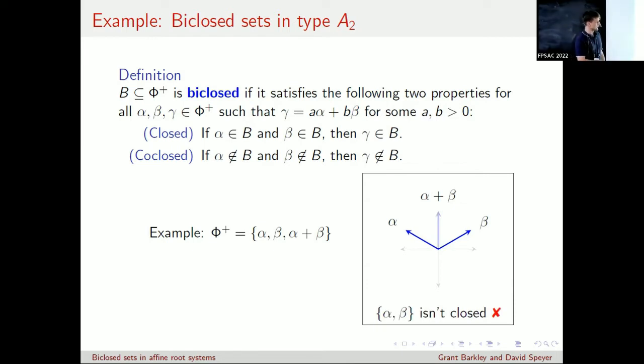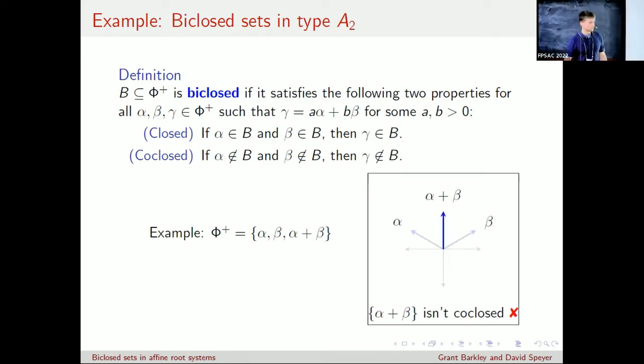Let's look at some examples of sets that aren't biclosed, because that'll probably be more intuitive to see what's going on. Here, if I take the set that consists of just alpha and just beta, this is not going to satisfy the first property, the closure property, because alpha and beta are both in my set, but alpha plus beta, which is a non-negative combination, is not in my set. So that violates the first condition. That set is not biclosed, it's not closed.